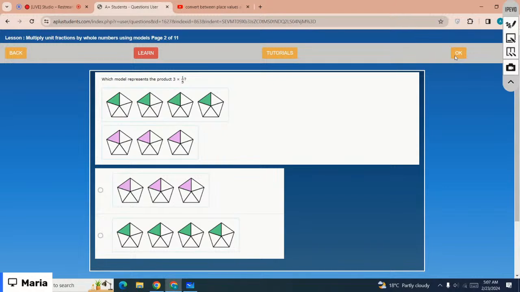Which model represents 3 times 1 by 5? Which is the correct option? It's okay if you are done with this one, because not everyone is done, right? So you can answer the questions if you already know the answers, right? 3 times 1 over 5, which is the correct option, 1 or 2?